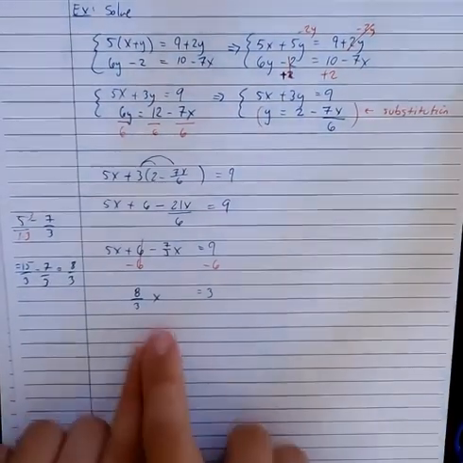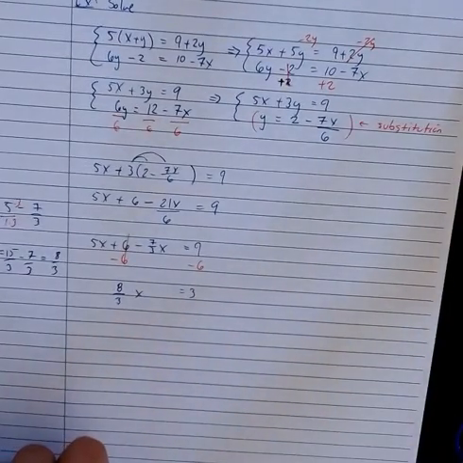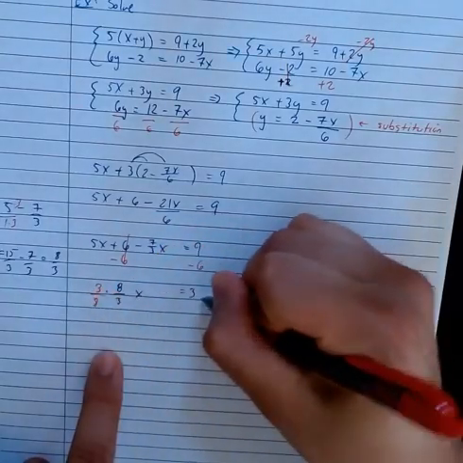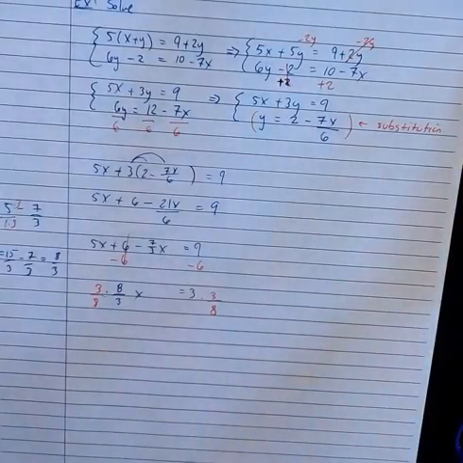So now we're almost done. We have our x, but we need to get rid of that 8/3. So let's go ahead and multiply by the reciprocal. If you multiply both sides by 3/8, like that.